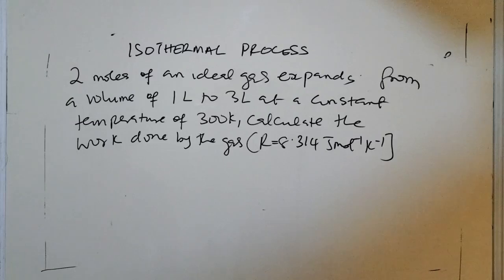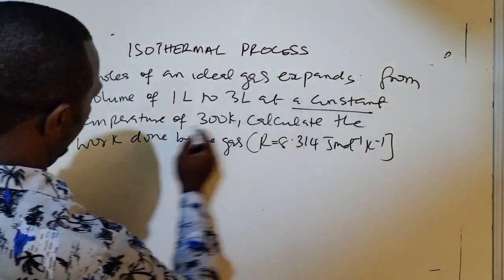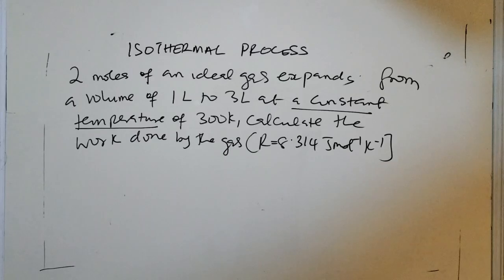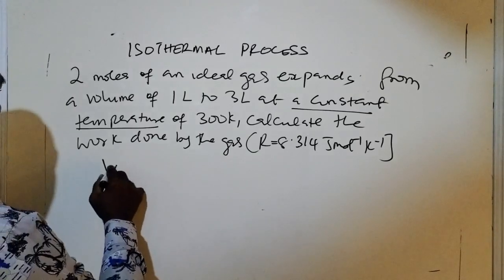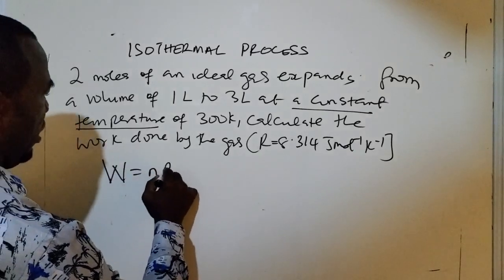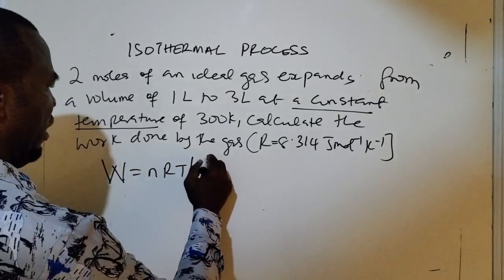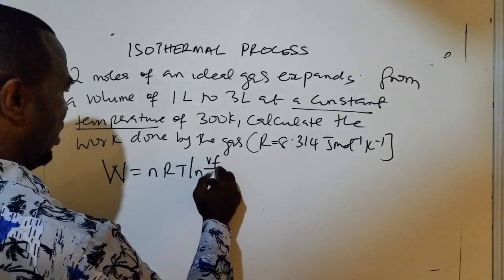So we're looking for work done. If you look at this question, look at the language, constant temperature. This phrase means isothermal. That is, temperature is constant. So the work done in isothermal condition is given by W equal to nRT ln, natural log of the final volume of the gas divided by the initial volume of the gas.